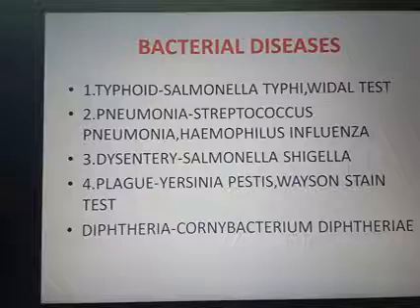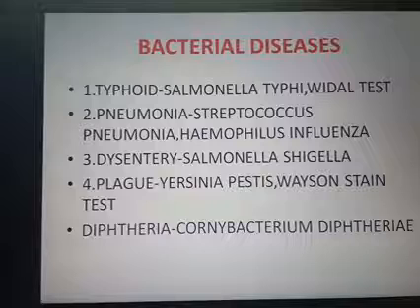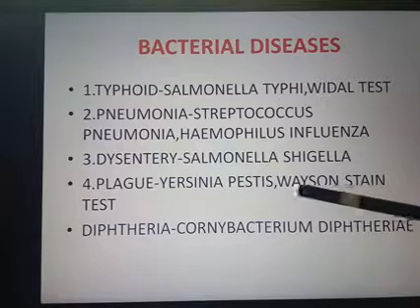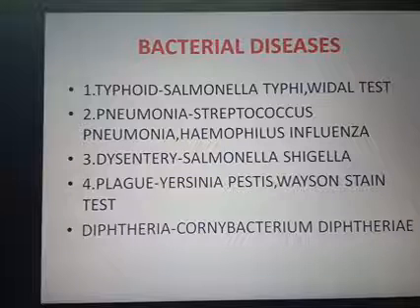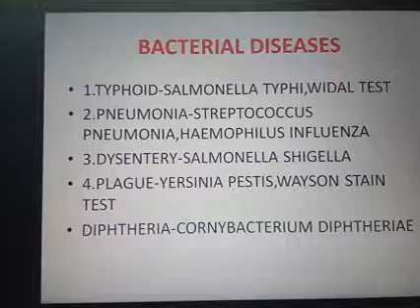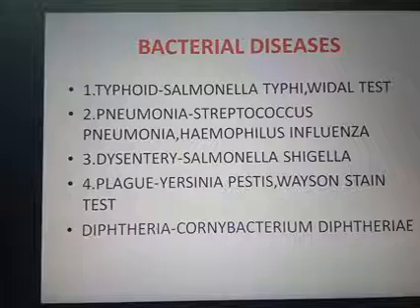Plague is basically a blood disease. The confirmatory test is the Weissenstein test. Okay, here I have written, just look here, Weissenstein test. It is the confirmatory test of plague. Next one is diphtheria. It is an airborne disease.